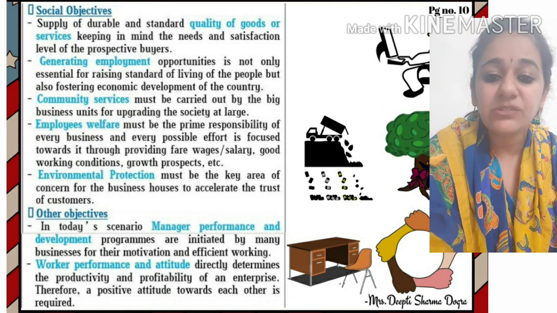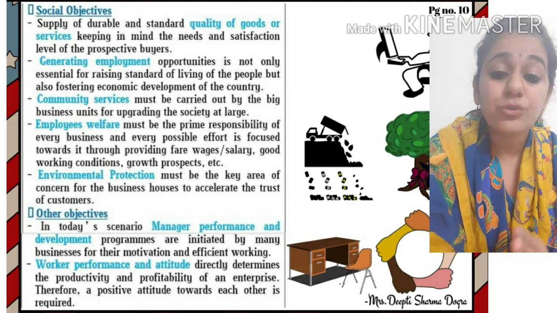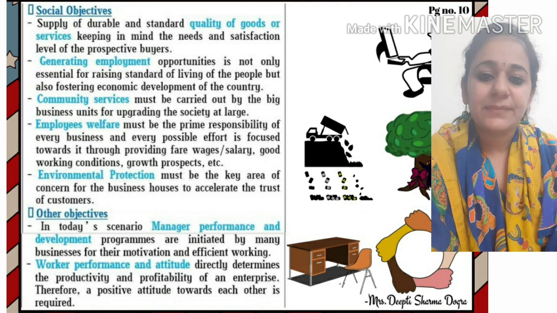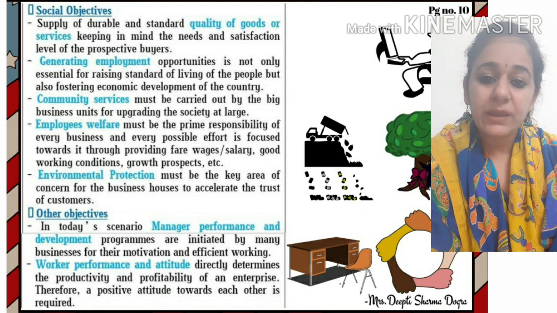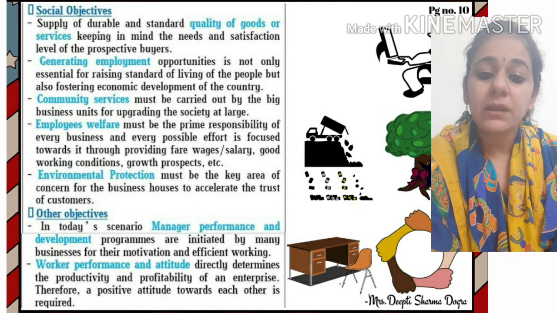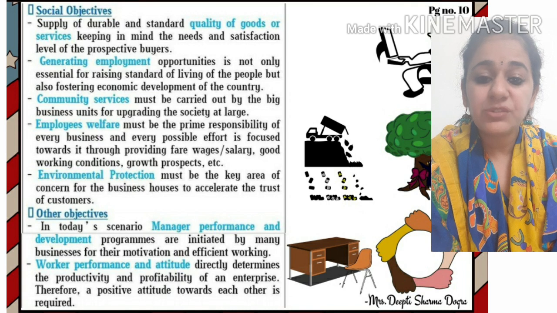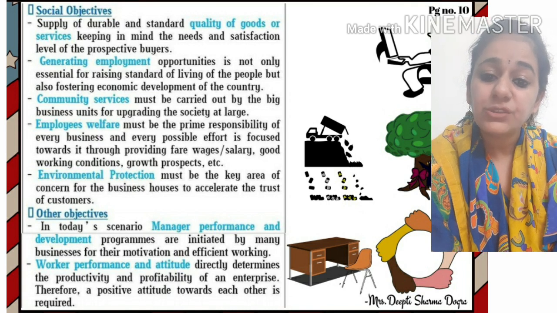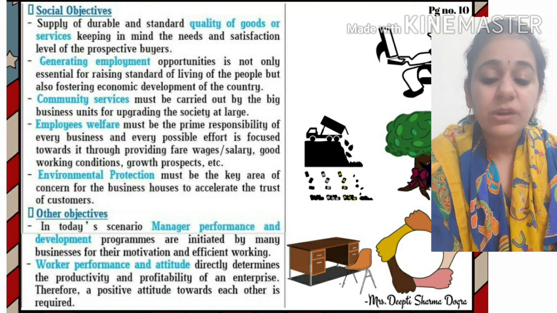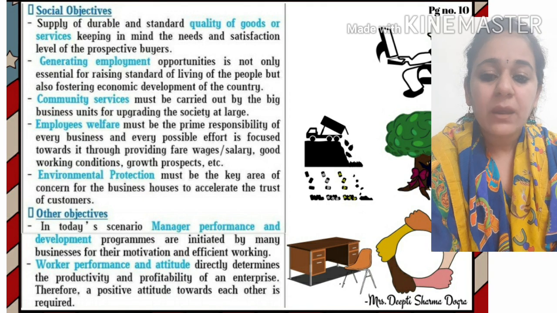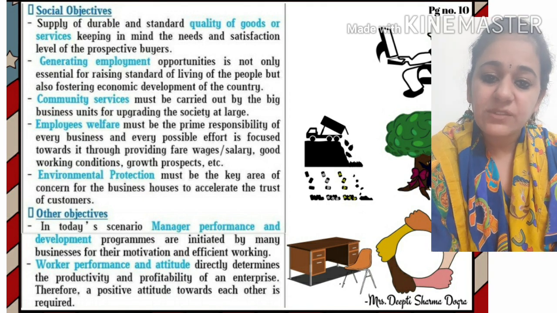Environmental protection means taking full care of environment, not to harm environment in any respect. Raw material being used by the business must not harm environment. That's why many business houses are nowadays using the formula of 3R: reduce, reuse and recycle, just to save the environment, right? Okay, so what are the social objectives of business?